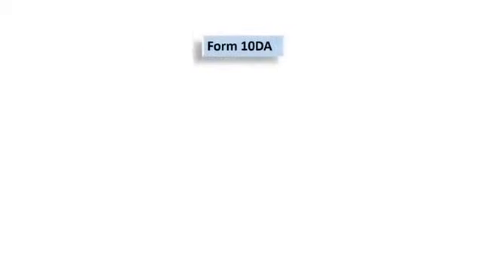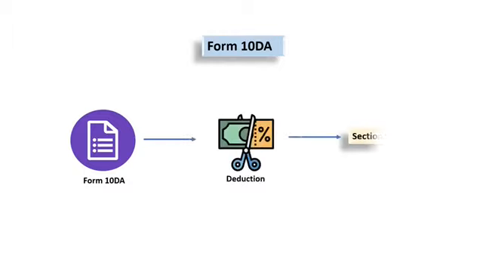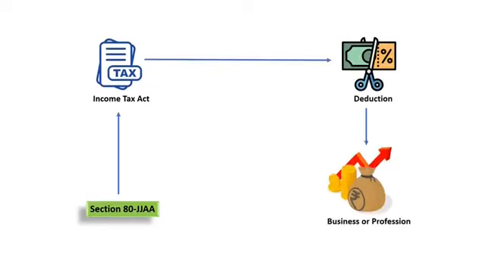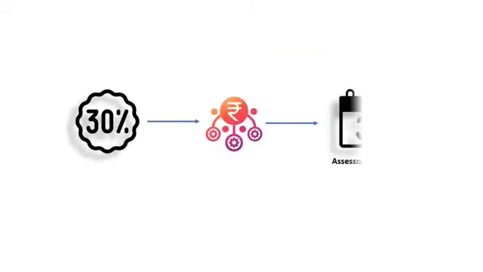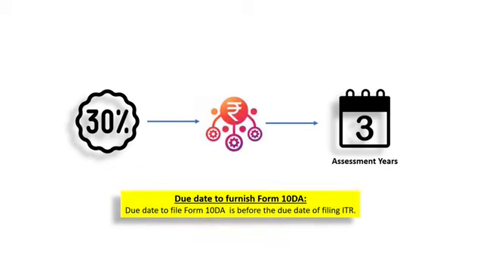Form 10DA is a mandatory form to be filed to claim deduction under Section 80JJAA of the Income Tax Act. Section 80JJAA provides a deduction from the profits and gains of business and profession of 30% of the additional employee cost for the 3 assessment years. The due date to file Form 10DA is before the due date of filing income tax return.